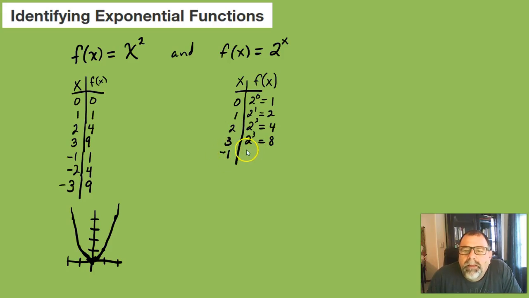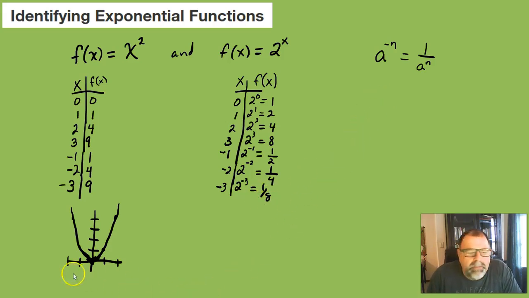Now on the negative side, 2 to the negative 1, you have to remember your negative exponent rule. Anything to a negative exponent, a to the negative n, is 1 over a to the n. So this is 1 over 2 to the first, which is 1 over 2. Then 2 to the negative 2 power is 1 over 2 squared, which is 1 over 4. 2 to the negative 3 is 1 over 2 cubed, which is 1 over 8.